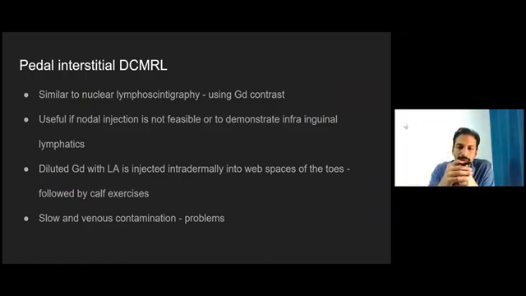So what if we are not able to find a suitable lymph node in the inguinal region? The other option is to inject diluted gadolinium contrast along with a local anesthetic, intradermally into the web spaces, followed by cough exercises to promote the pumping of lymphatics. By this method also, we would be able to see the central lymphatics. But the problem is, it is a time-consuming modality, and there will be a lot of venous contamination. That's the reason why the images are not so good when compared to the inguinal intranodal injection technique.